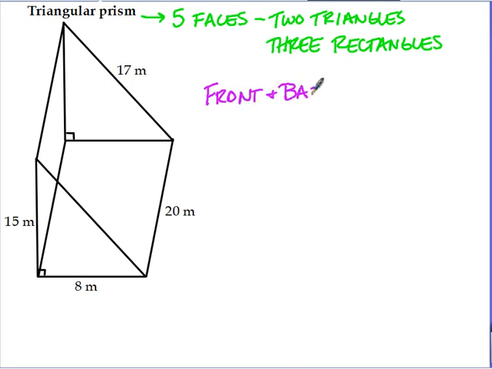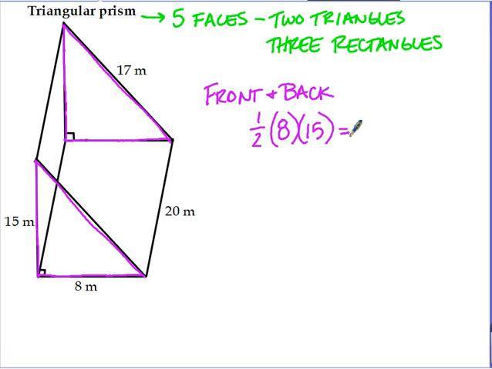So again, I'm going to outline them here in color so you can see what I'm talking about. The front triangle and the back triangle. So those are going to be 1/2 base times height. So my base is 8 and my height is 15. And so that area is going to be 60. Now again, I'm going to multiply that by 2, because I have 2 of them. I have a front and a back.